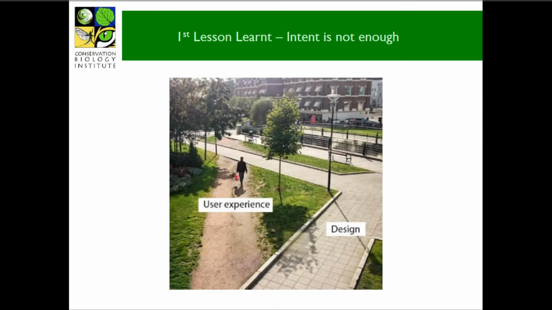And what we learned, the first lesson was, of course, whatever the intent of the person who created the website was, it wasn't enough. People were not using it that way. They did not understand it properly. It was complicated jargon. It was not available. So the intent to really deliver information is not enough. Next slide, please.